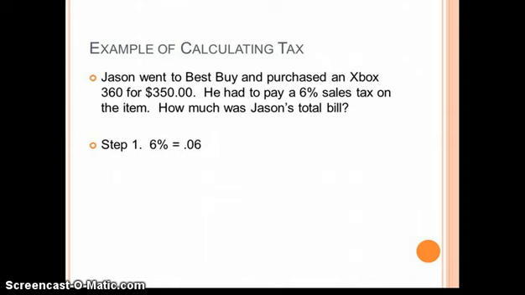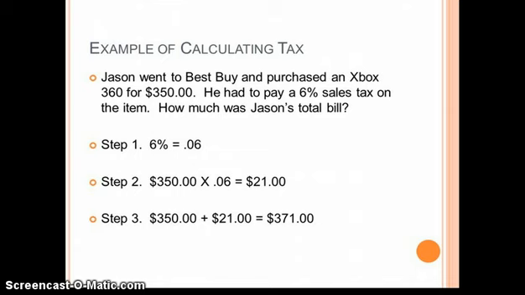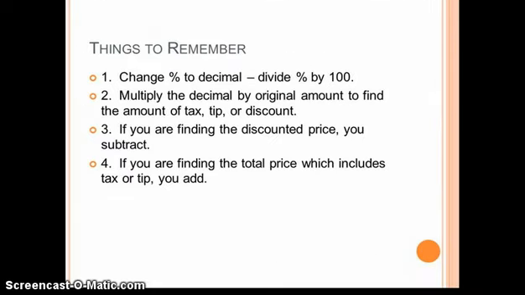If you're doing this in your head, please make sure that you have 0.06. 0.6 means 60%. 0.06 is 6%, and that is the most common mistake that students make. Okay, step 2, we're going to take the amount of the Xbox, which was $350, and multiply it by 0.06, and it calculated to be $21, which is how much his tax comes to. And then to find the total price of his bill, we're going to take the original amount of the Xbox, which was $350, plus the sales tax to get $371. Pretty easy.